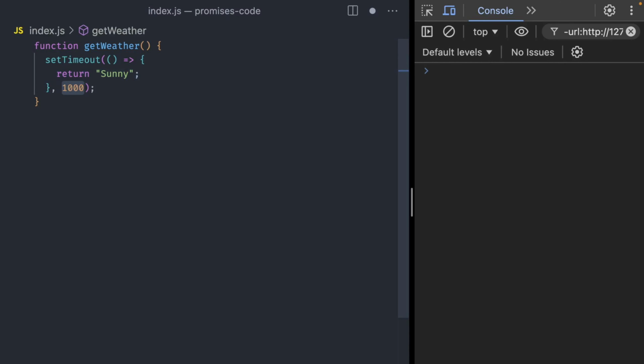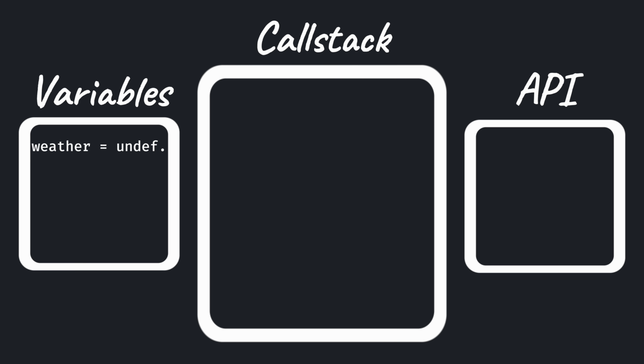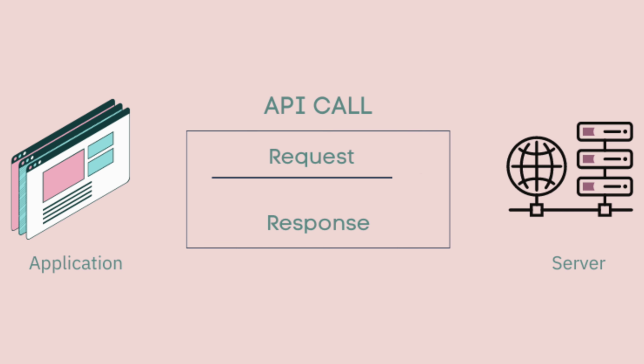Now, if we store the weather in a variable and immediately try to log it to the console, we'll get undefined. But why is that? Well, that's because setTimeout is asynchronous. It doesn't stop the rest of the code from running while it waits. So when you try to log the weather right after calling getWeather, the setTimeout hasn't finished yet, leaving the variable undefined. This is the same situation with a real API call.